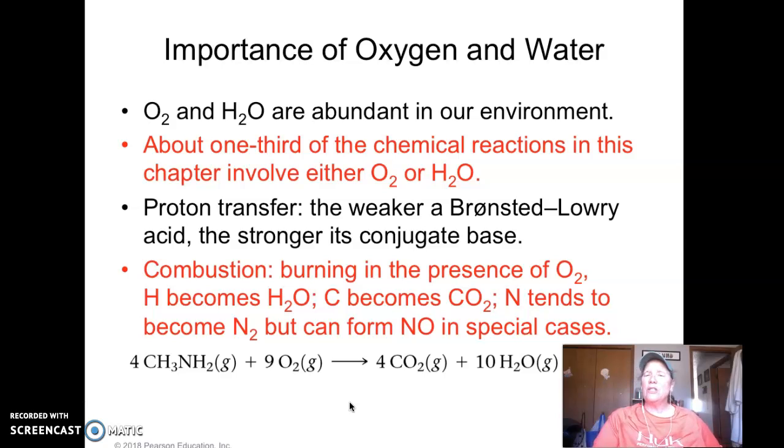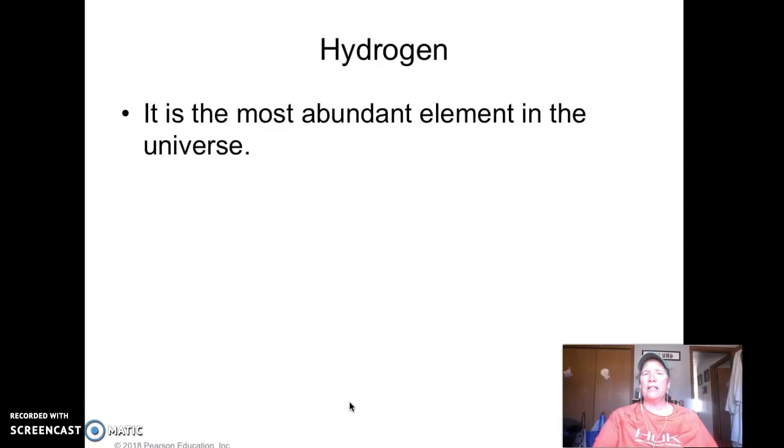Okay, nitrogen, you won't find too much as nitrogen. Most of the time you find it as N2. And our air is 80% nitrogen, or 79, sorry. But it forms special nitrogen oxides in cases. If you want more nitrogen in your environment, one of the things that'll fix it is lightning. That's why after a storm, it looks like your grass has grown, because it probably has, because it's freed the nitrogen. Okay? Hydrogen is the most abundant element in the universe.